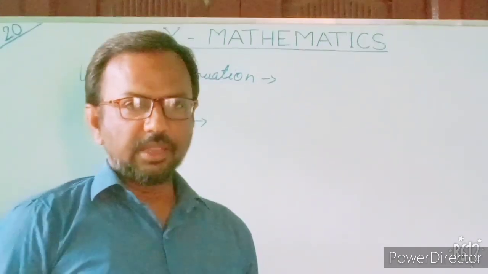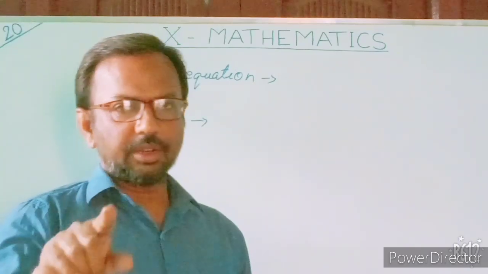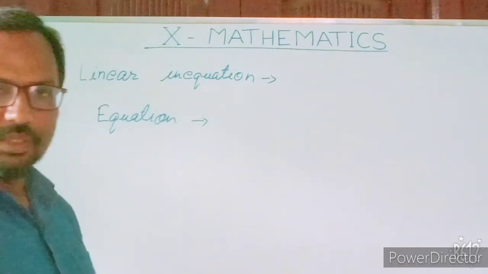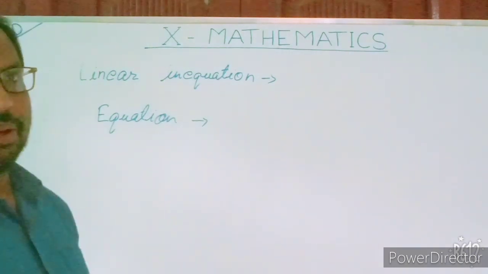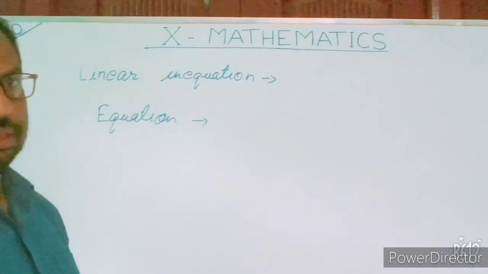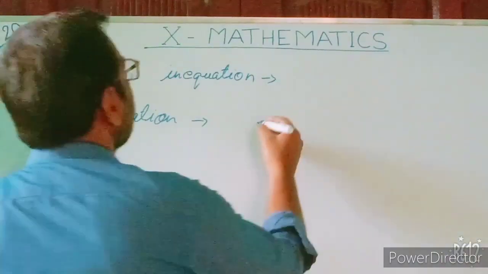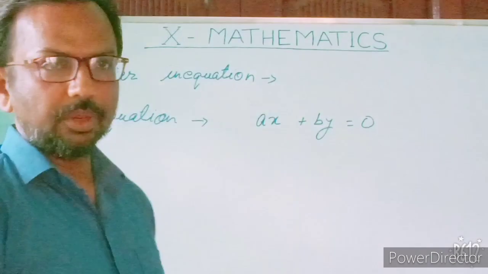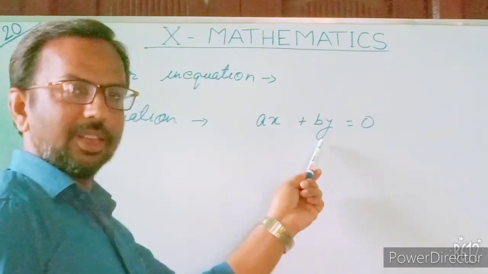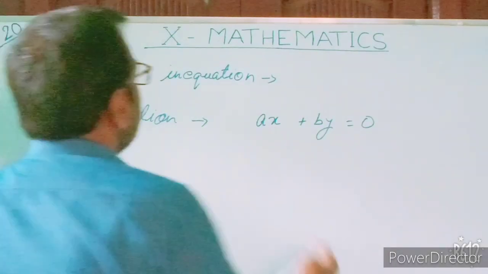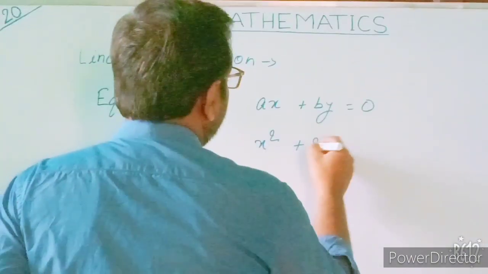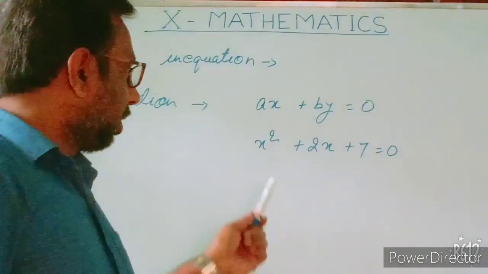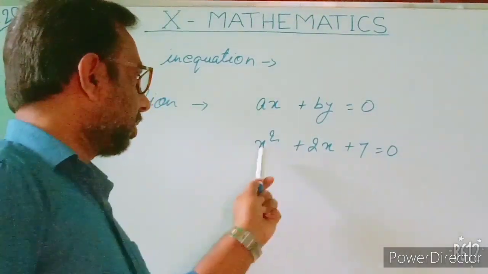An equation is an algebraic expression that equates to zero. Equation is the algebraic expression of one or more than one variable that equates to zero, such as ax plus by equal to 0. Here these two variables are x and y. x square plus 2x plus 7 equal to 0. This is the equation of one variable, and that variable is x.